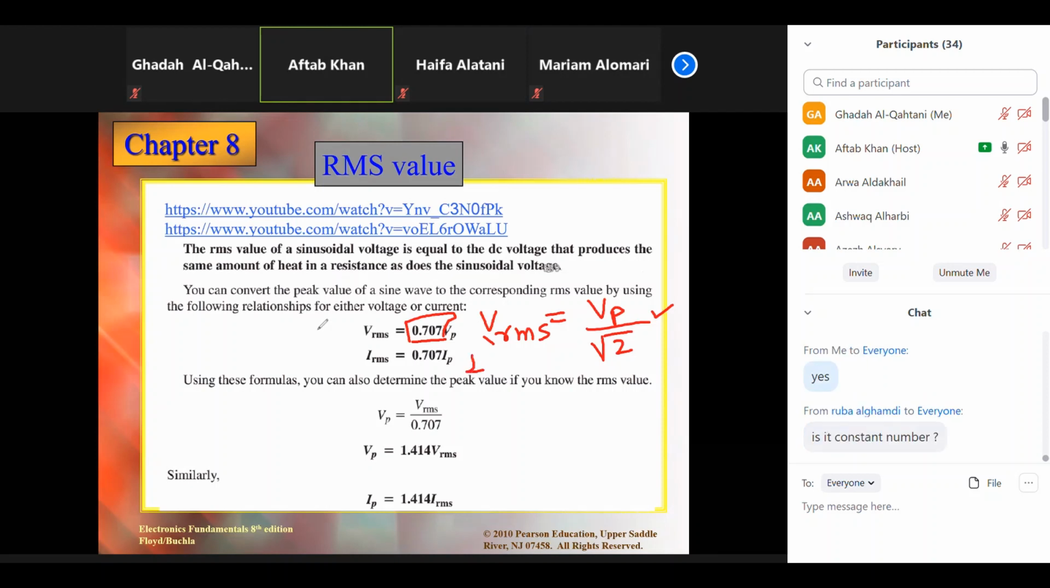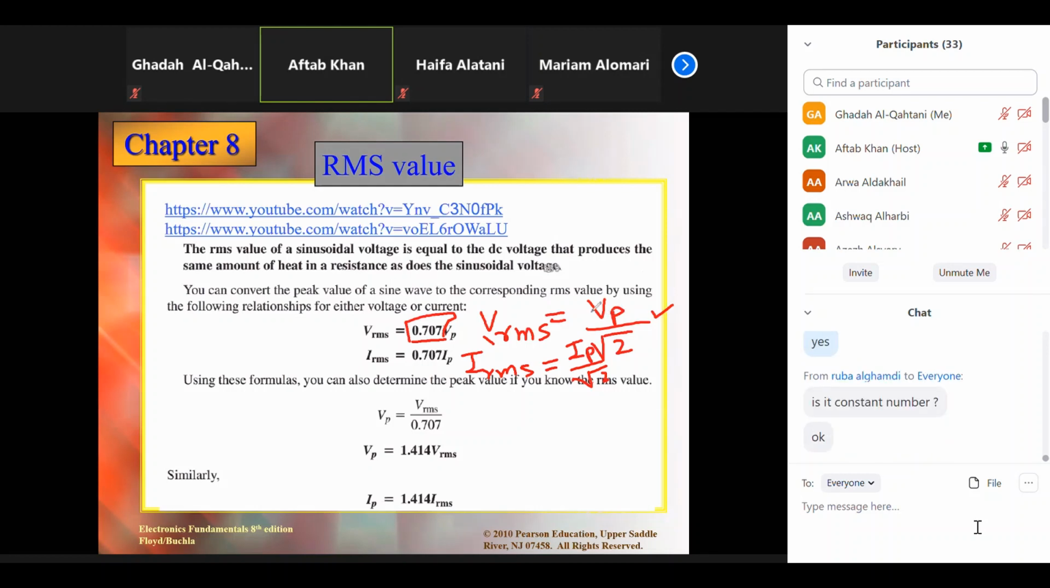Similarly, you can calculate IRMS. So what will you write? IP, the peak current, over root 2. This is the way. It is a constant number, because it is 1 over root 2. Okay, but you need to multiply by the VP. Now, similarly, guys, this formula is sufficient by itself. If I give you the RMS value, you can calculate the peak value also.